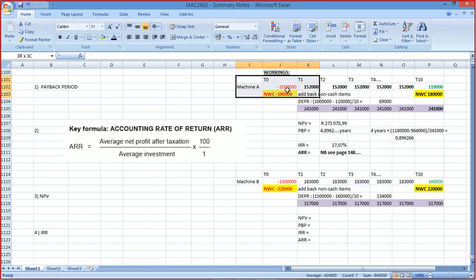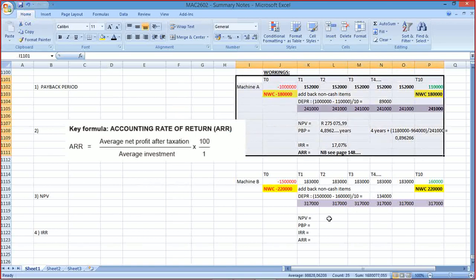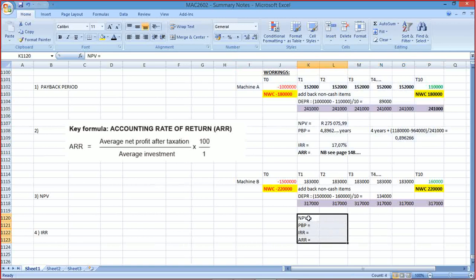Right, so that's A. See if you can get B. Work out all of B's values: net present value, payback period, IRR. See what you get, and then we'll check it just now.